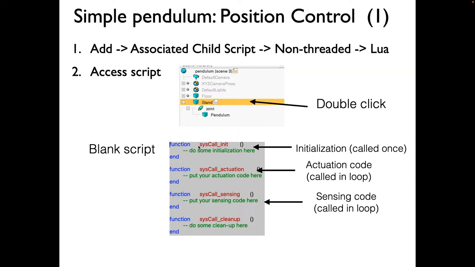We'll be using two of these. The first function, called init, runs once in the code. The actuation and sensing functions run every single time the simulation runs. You put all actuation stuff in the function called actuation, and all sensing stuff in the function called sense.